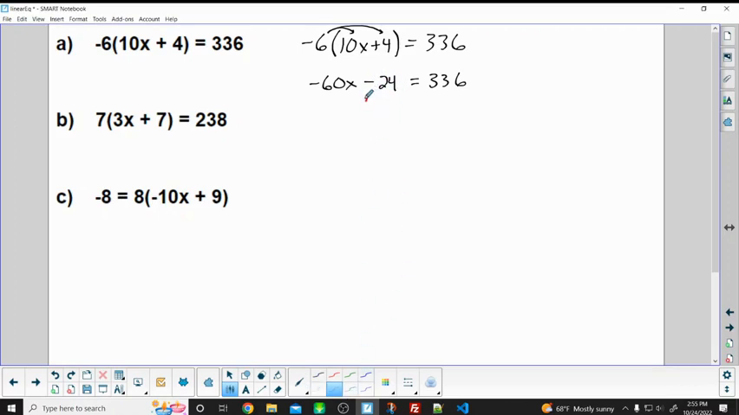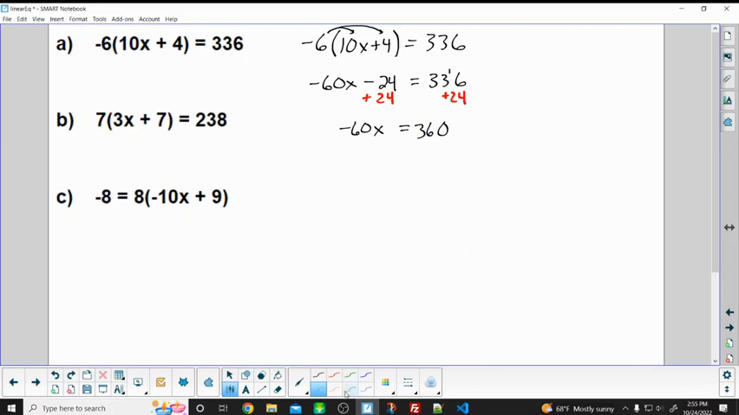We're going to get rid of that. To get rid of that, I'm going to add 24 here. And what I do to one side, I have to do to the other side. So I'm going to add 24 to the right side. Over here on the left side, I am left with just negative 60x. On the right side, I have 336 plus the 24. That's going to be 0, carry the 1. So that's going to be 360.